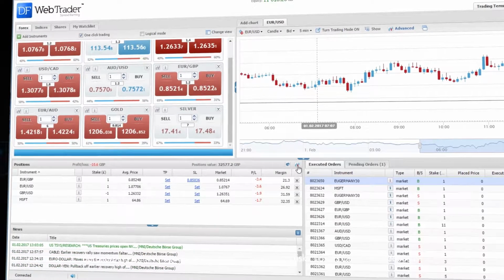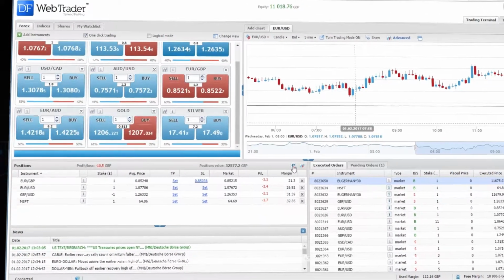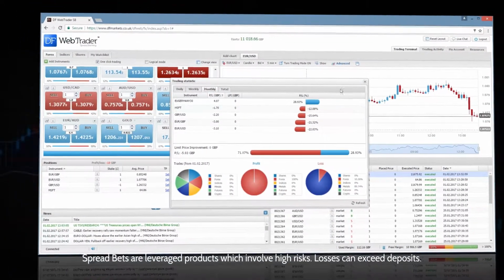There is an option to view a profit-loss chart or a trading statistic for your account, providing you with a clearer picture of your performance.